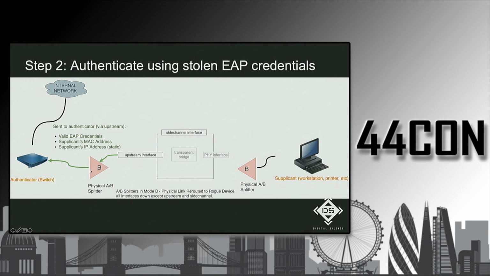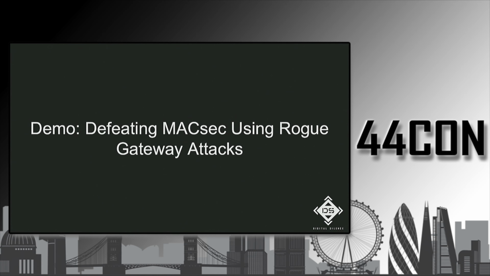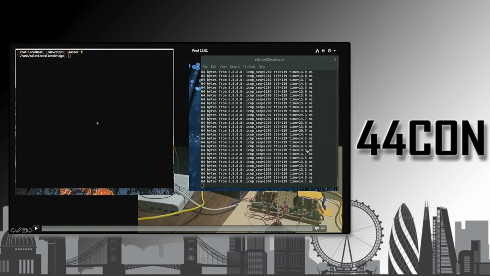So to do that, we leave these splitters in the B position. You leave the bridge down. You bring down the PHY interface. You bring up the upstream interface with a static IP address that matches the one used by the supplicant. Spoof the supplicant's MAC address, then use the correct credentials to authenticate directly with the switch, and then you're on the network. So just to demonstrate this really fast, same stuff as before.